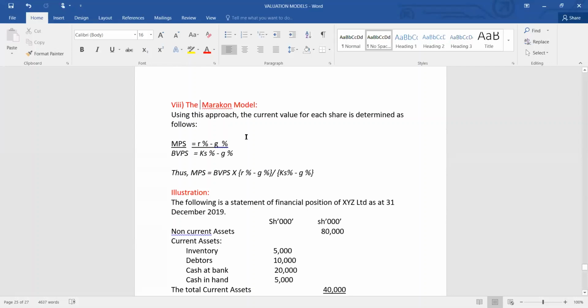We have the Marcon model. Using this approach, the current value for each share is determined as follows. You guys went through the market value, book value ratio, eh? In ratio analysis, again, Marcon developed this model from that background, comparing the market value of a share and book value per share, working out what we call the market value to book value ratio.